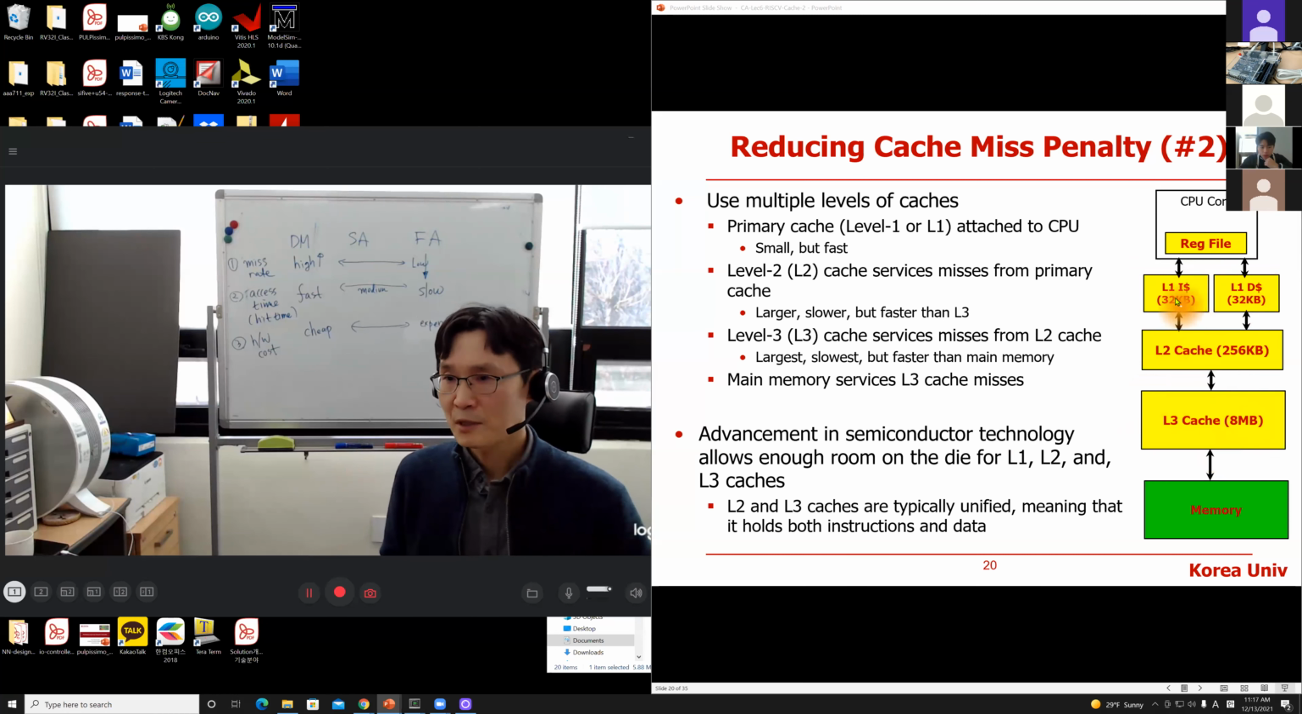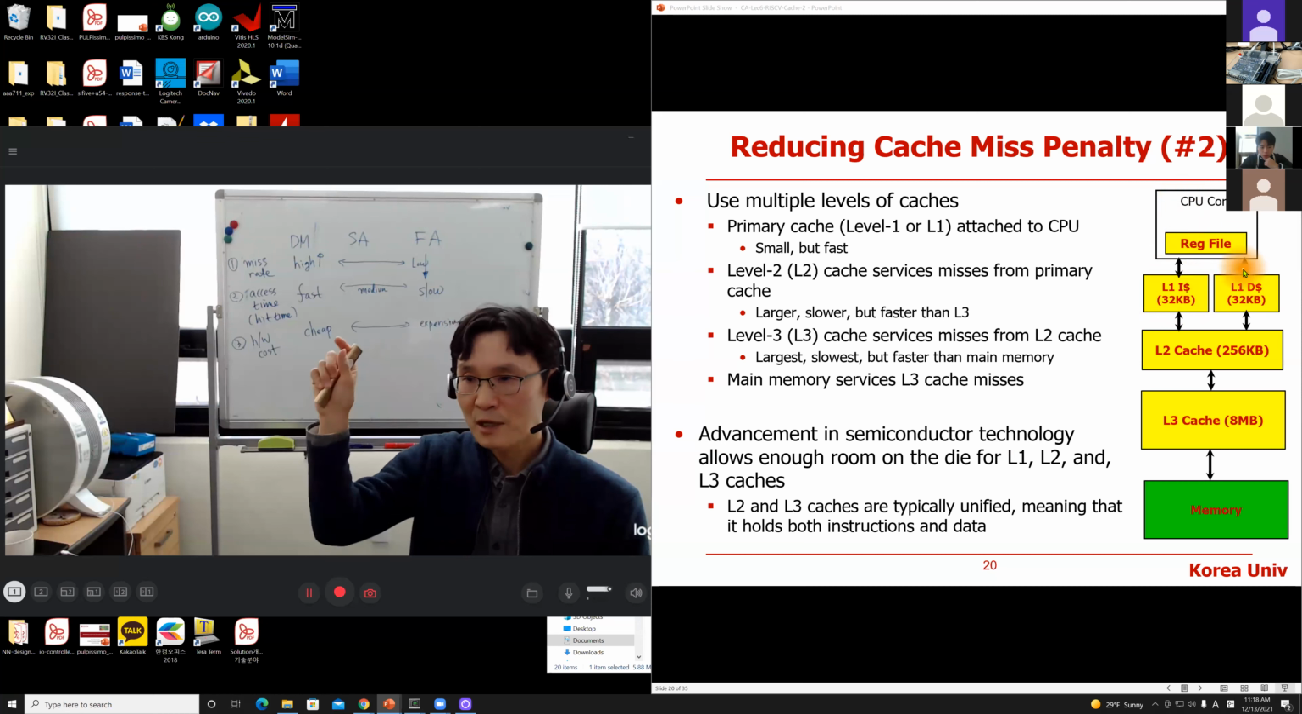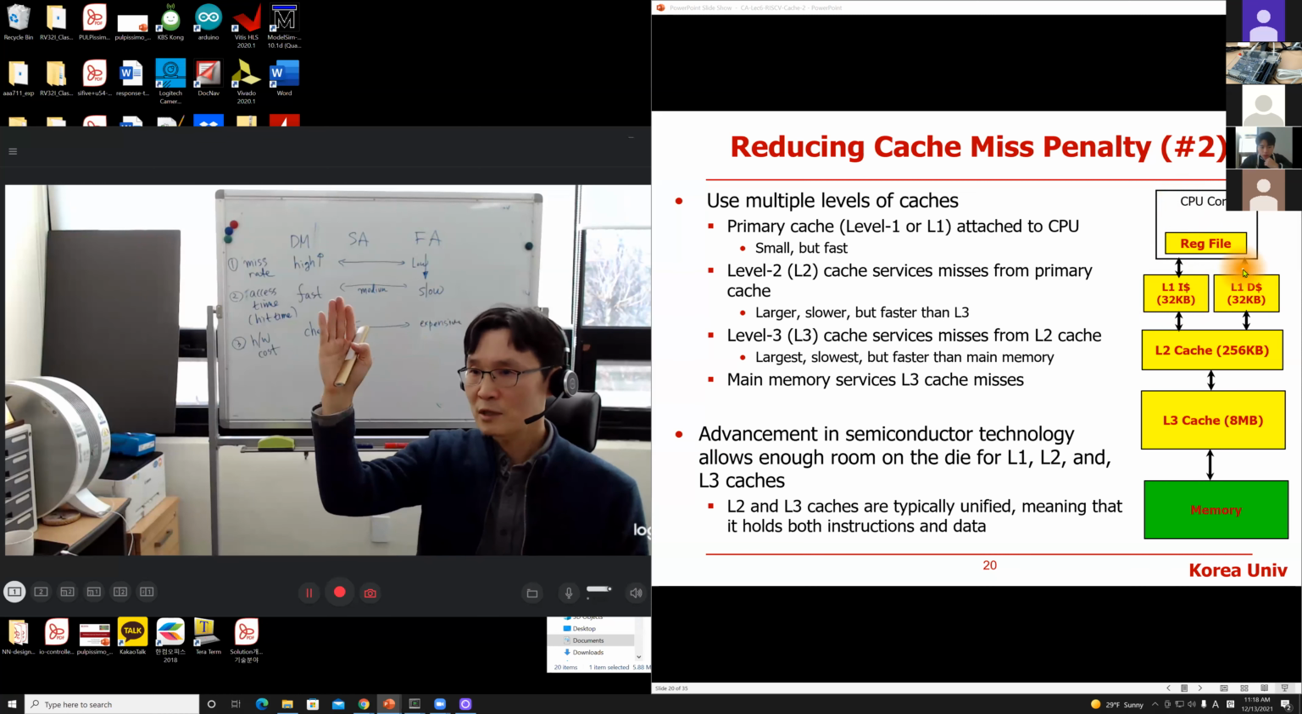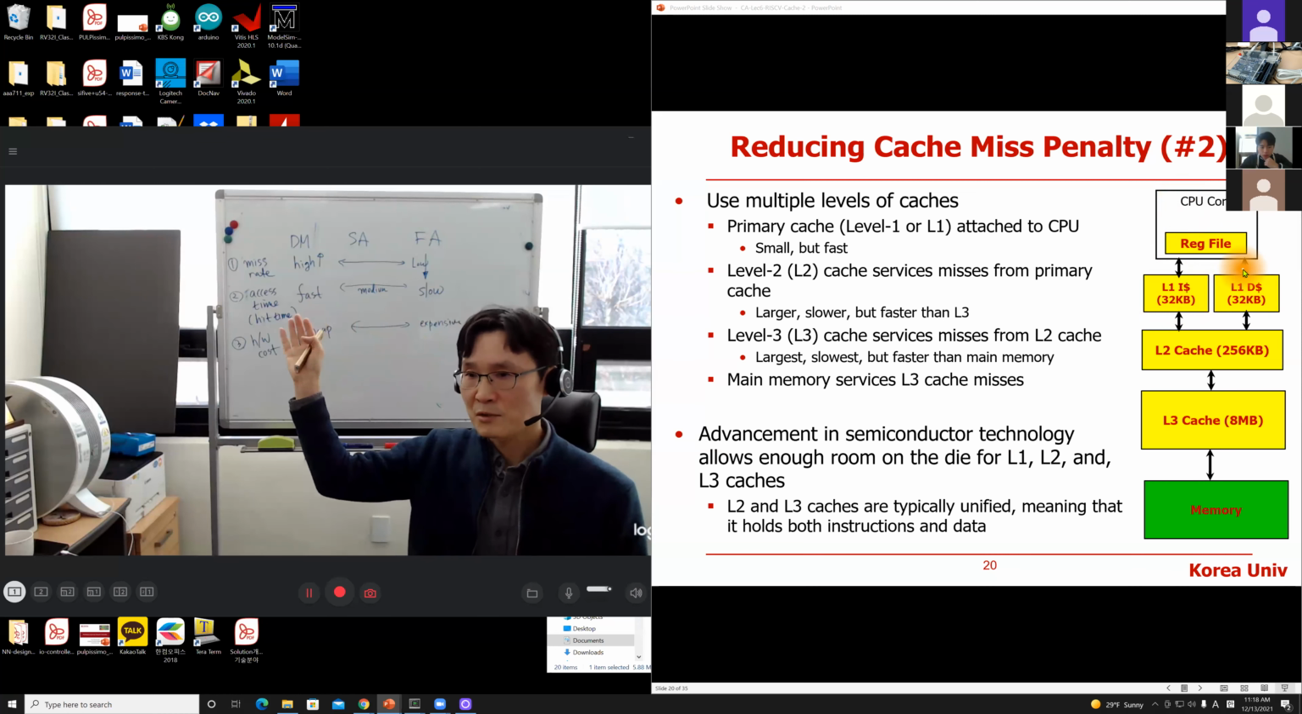Level 1 caches are separated. This one is holding only instructions, level 1 instruction cache. This one is holding only data, level 1 data cache. That means we have separate connections from CPU to level 1. So that is used for instruction fetch, and this one for data access. Remember the pipeline execution stages? Fetch, decoding, execution, memory access, write back, right? Fetch stage, you can use this one. And level 2, level 3 are typically unified, meaning that L2 is holding both instruction and data. Same thing goes to level 3.